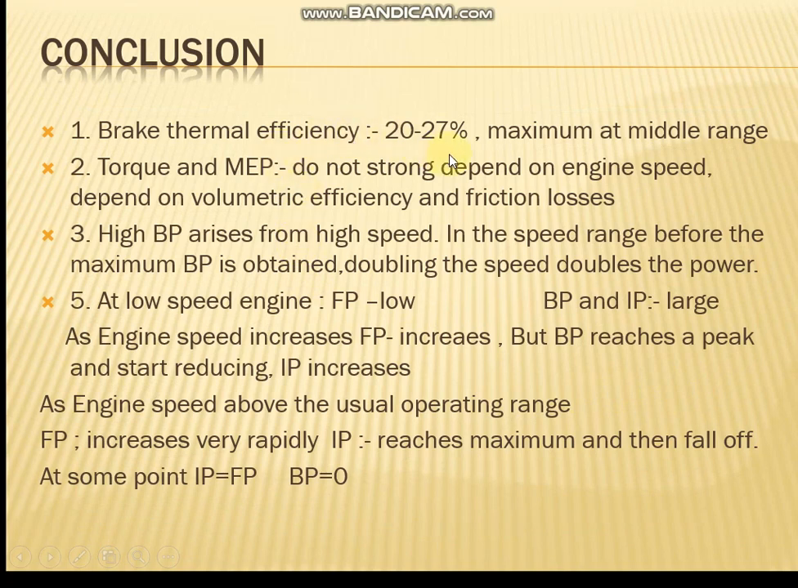So brake thermal efficiency is 20 to 27%, maximum at the middle range. We can see this conclusion from this graph. Torque and mean effective pressure do not depend strongly on engine speed; they depend on volumetric efficiency and friction losses.